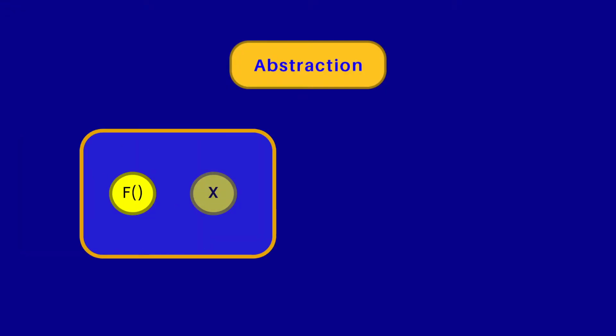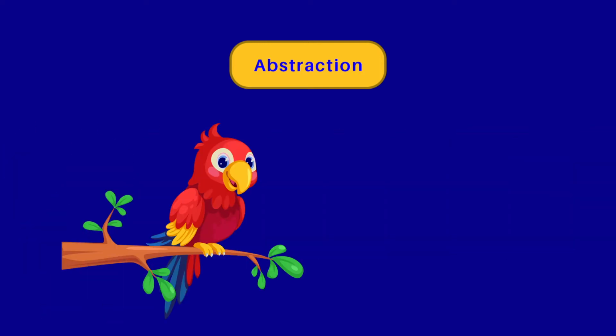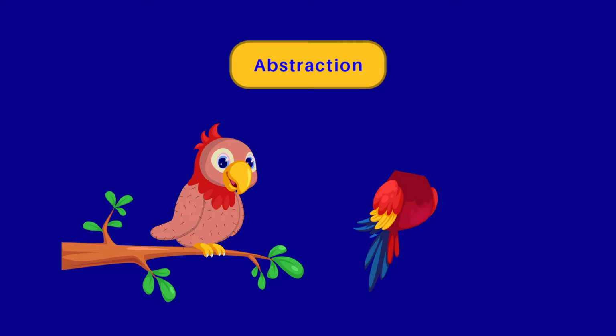Next comes abstraction. Abstraction means hiding the details from the outside world. For example, the wings which are used for flying are seen by the whole world, but the details are hidden from the world, such as feathers or skin of the bird hiding the body.